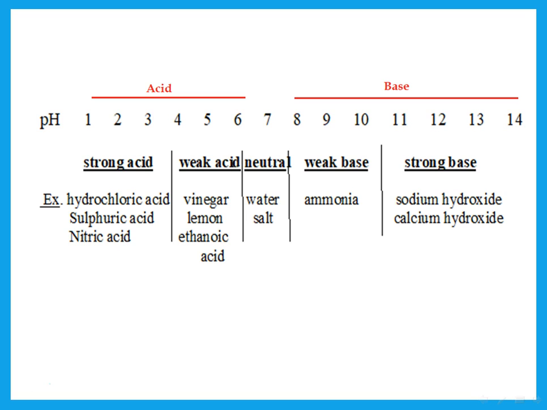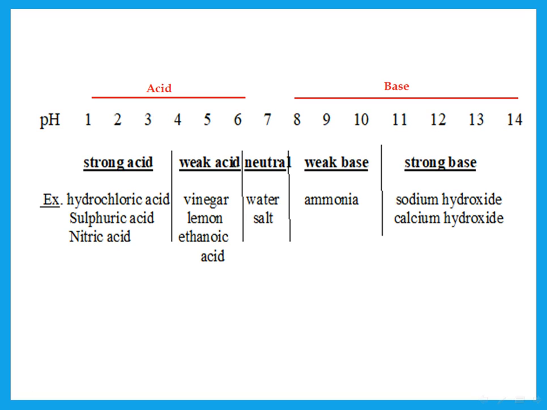But then we have some strong acids, some weak acids, some strong bases, some weak bases. You have to remember that a strong acid like hydrochloric acid, sulfuric acid, nitric acid will have a low pH. So if he says suggest the pH of hydrochloric acid, you can say pH 1 or pH 2 or pH 3. If we want to suggest the pH for things like vinegar or lemon juice or ethanoic acid, ethanoic acid is actually the chemical name for vinegar, all of these are regarded as weak acids, so you can give them a pH of 4 or 5 or 6.